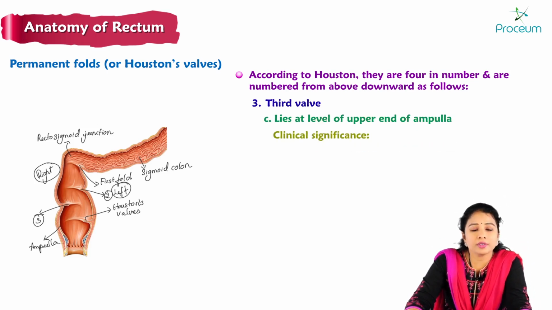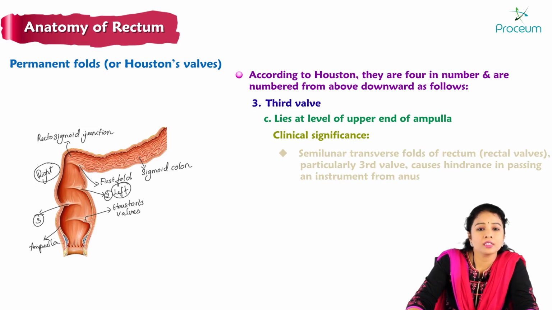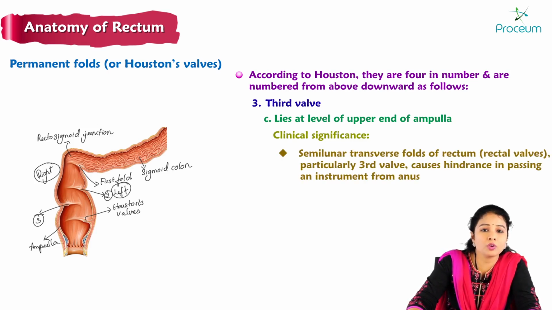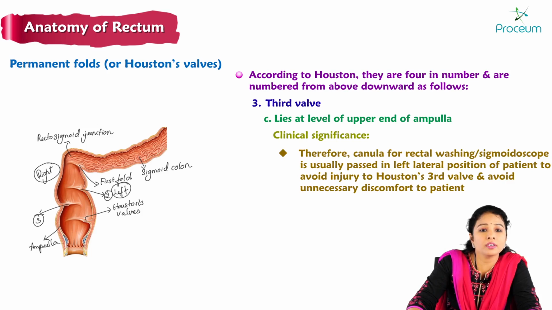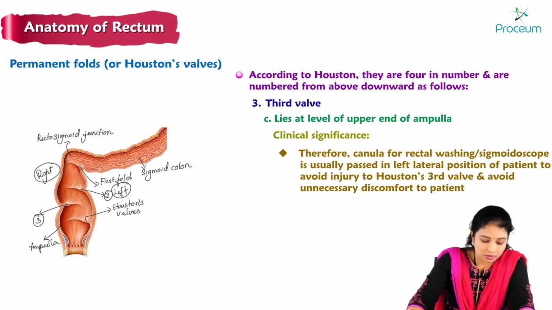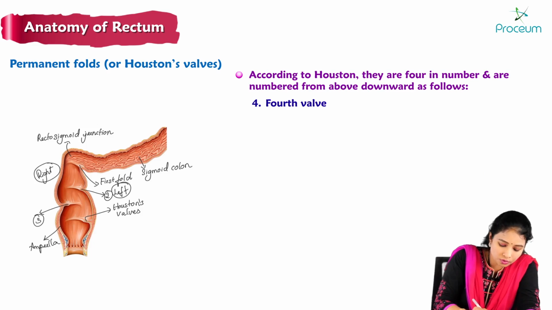Clinical significance of this third valve: the semilunar transverse folds of the rectum or the rectal valves, particularly the third valve, cause hindrance in passing any instrument from anus. Therefore, the cannula for rectal washing or sigmoid scope is usually passed in the left lateral position of the patient to avoid injury to Houston's third valve or unnecessary discomfort to the patient. Coming to our last valve, that is the fourth valve.